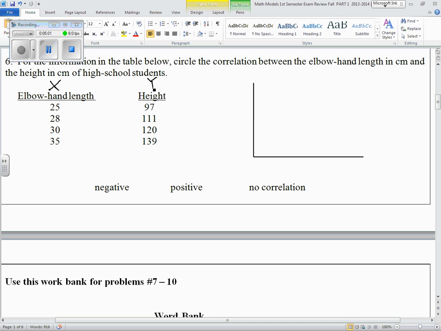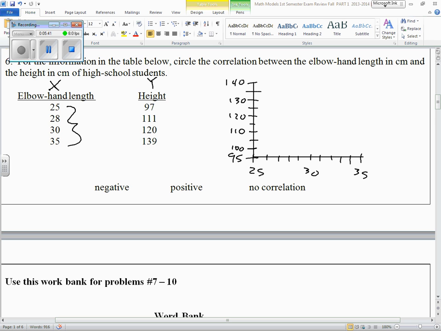So if our range is 25 to 35, we could do something like that, 25, 30, 35. We could even go by twos, or we could go by ones, 26, 27, 28, 29, 31, 32, 33, 34. On the y value, we've got to go from 97 to 139. So we might go from 95 maybe to 140. That'll give us enough room. So from 95 to 140.